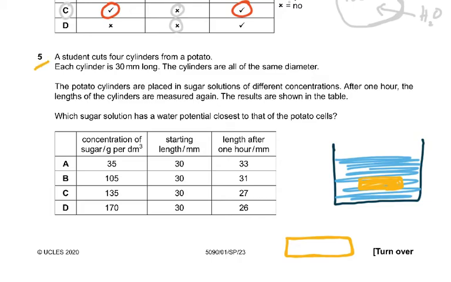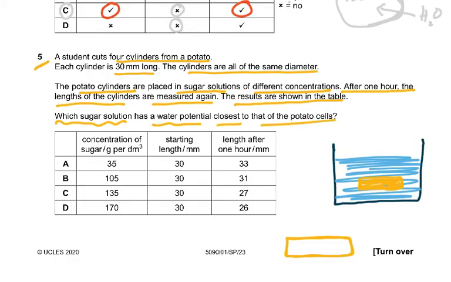Now coming to question number 5. A student cuts 4 cylinders from a potato. Each cylinder is 30 millimeter long. The cylinders are all of the same diameter. The potato cylinders are placed in sugar solutions of different concentrations. After 1 hour, the length of the cylinders are measured again. The results are shown in the table. Which sugar solution has a water potential closest to that of the potato cells?